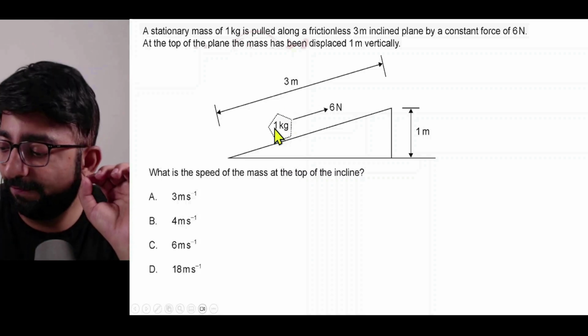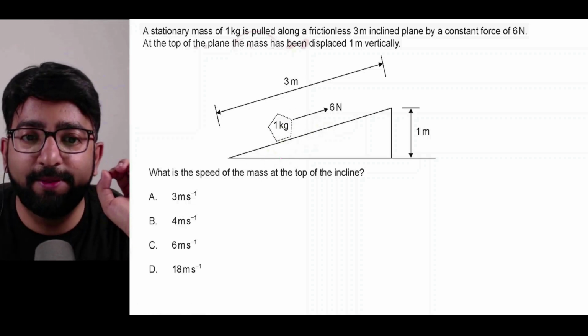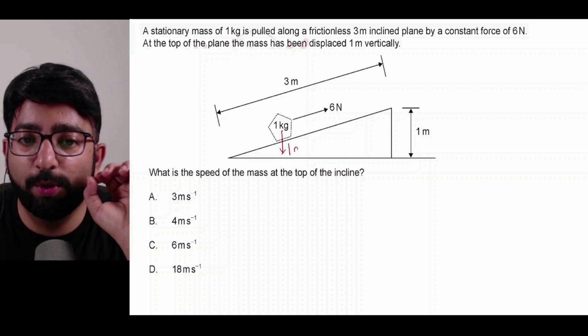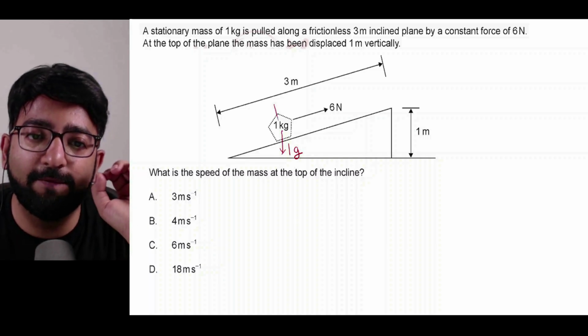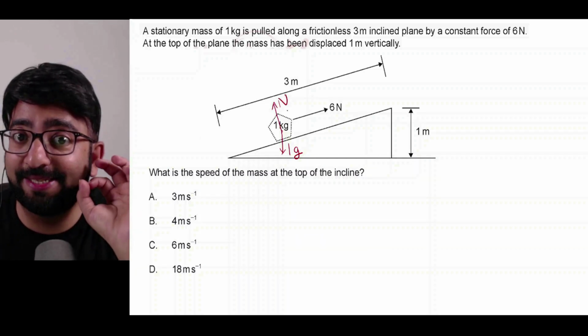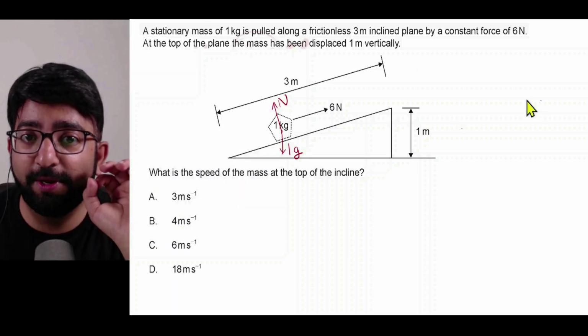So on the object, the first force acting is already shown, which is the applied force 6 Newton. Then we have the gravitational force, which is the weight of the object. So that will be 1g. And then we'll have the normal reaction. And that's it. There is no friction acting on the object since the inclined plane surface is frictionless, as it is mentioned in the question.